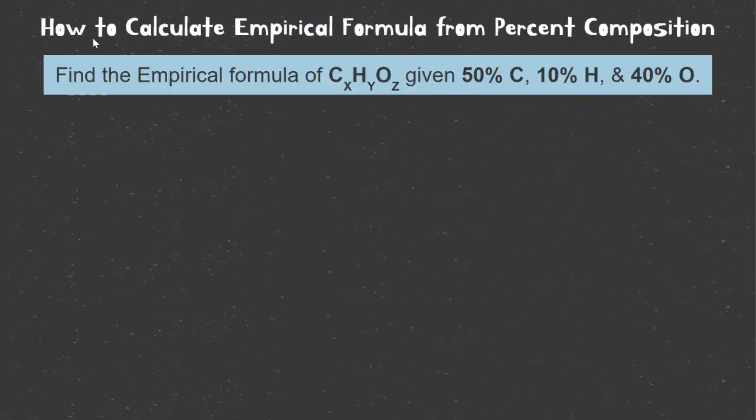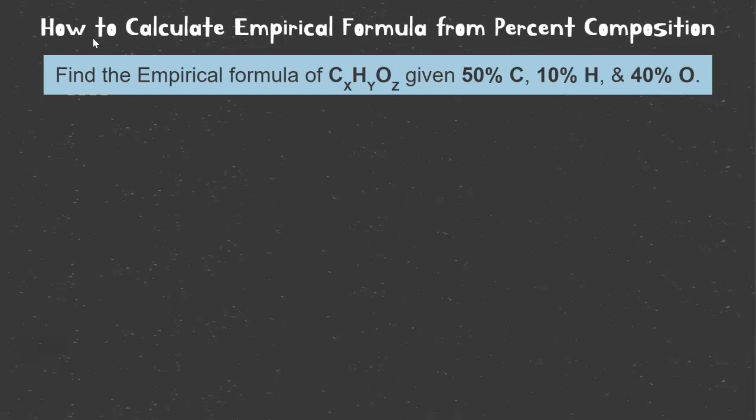This is how we use the percent composition to figure out the empirical formula. We have a mystery compound and we don't know how many atoms of each we need in order to get these percentages. But we know that we have C, H, and O in the compound.